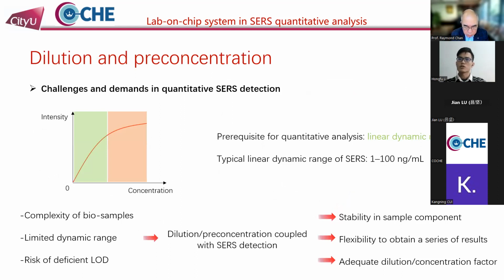So what I want to mention here is the challenges and the demands in quantification. As mentioned, one of the prerequisites for quantitative analysis is that the sample concentration should be within the linear dynamic range of the SERS detection. The typical linear dynamic range of the SERS detection is 1 to 100 nanograms per microliter. But due to the complexity of the biosamples, we couldn't ensure the feasibility without the pretreatment process. And so that's why we are calling for more effective dilution and pre-concentration methods, which can be integrated into the SERS detection.